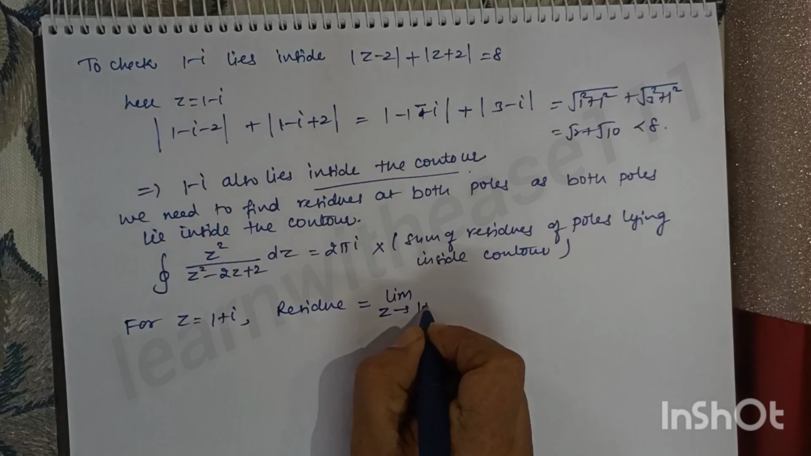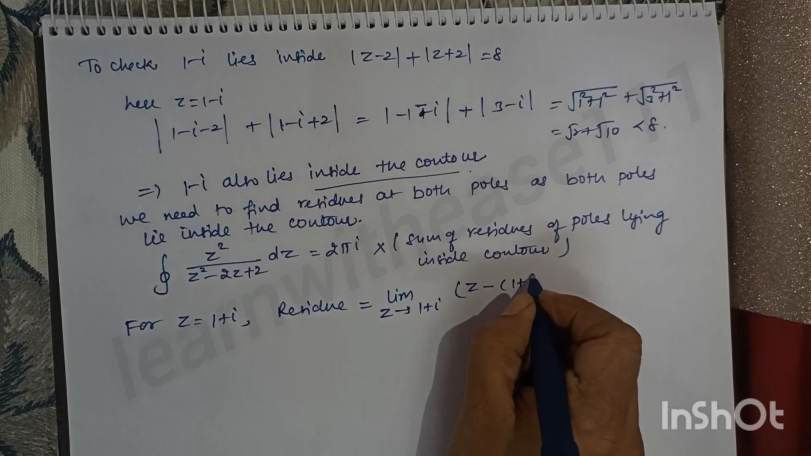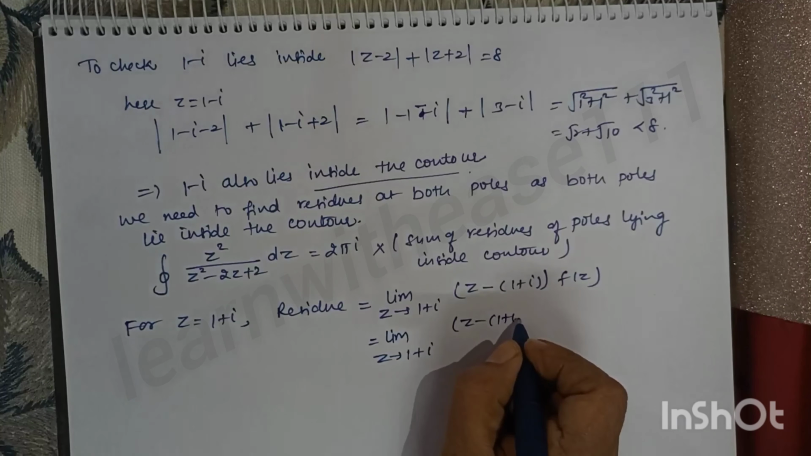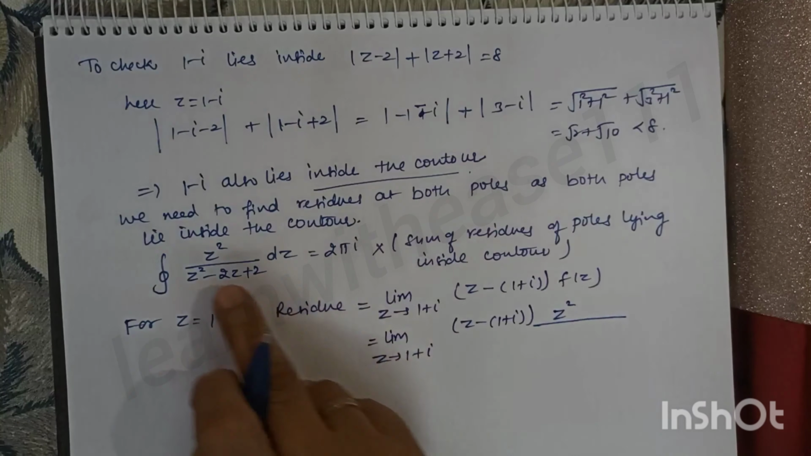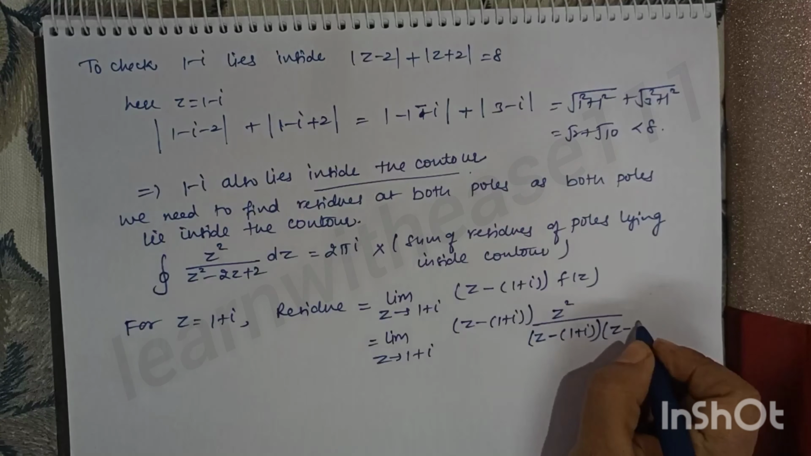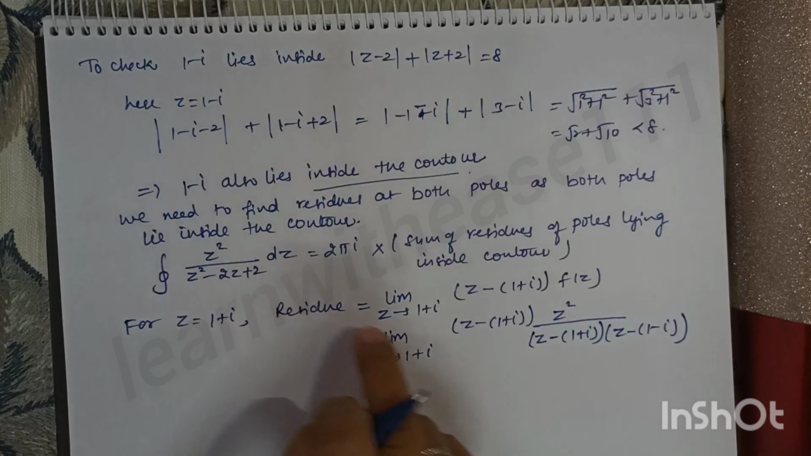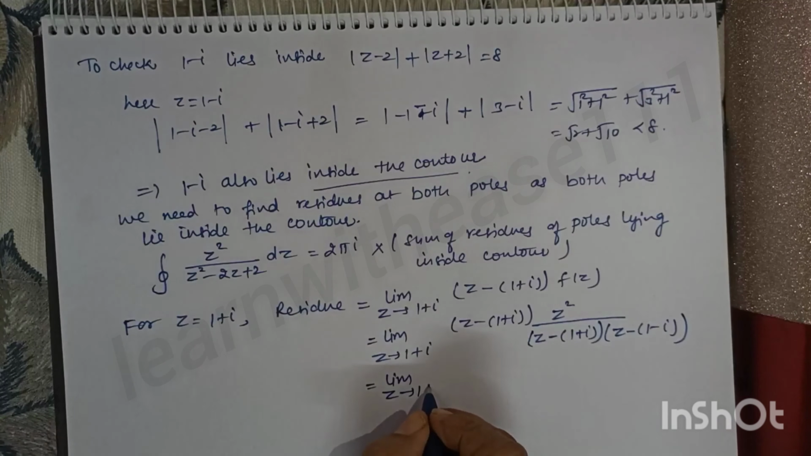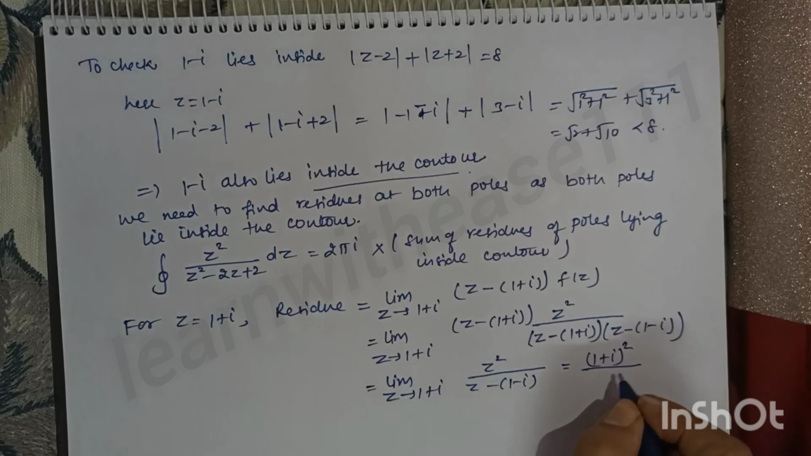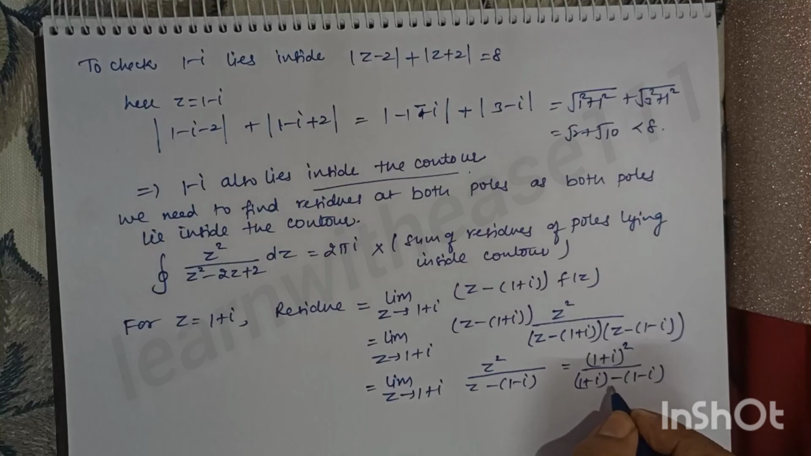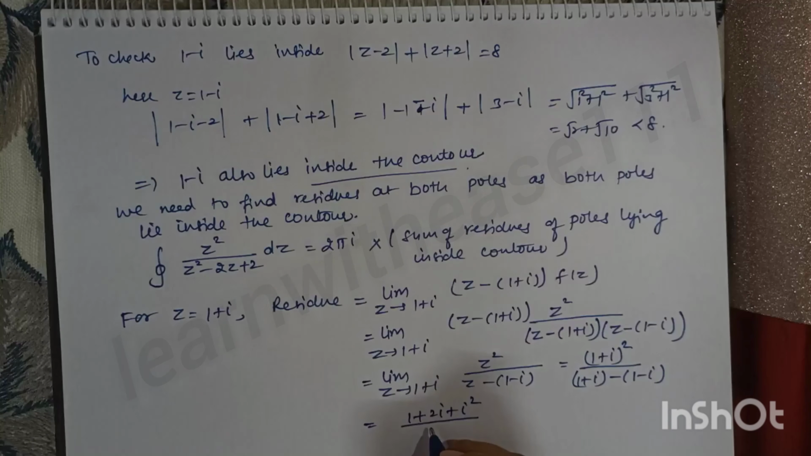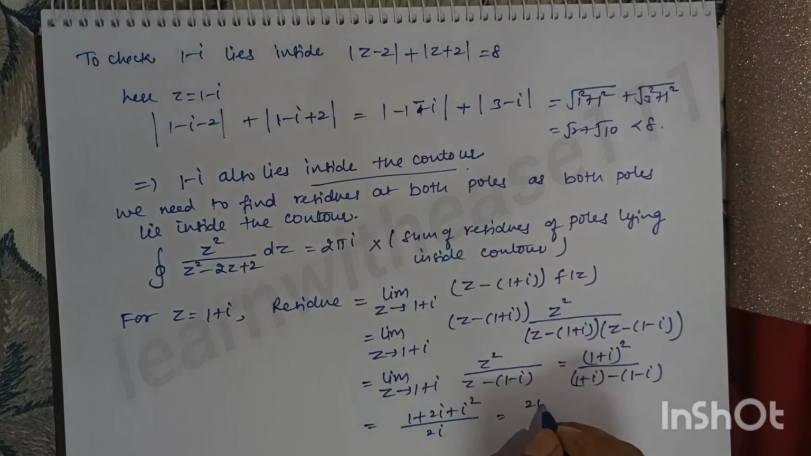For the residue at z = 1 + i, we take the limit as z tends to a of (z - a) f(z). This is the formula. Here a is the point 1 + i. While writing f(z), we write the denominator in factorized form: (z - 1 - i)(z - 1 + i), which are the roots of the denominator. By cancelling one factor and substituting the limit, we get 2i upon 2i, which is 1.